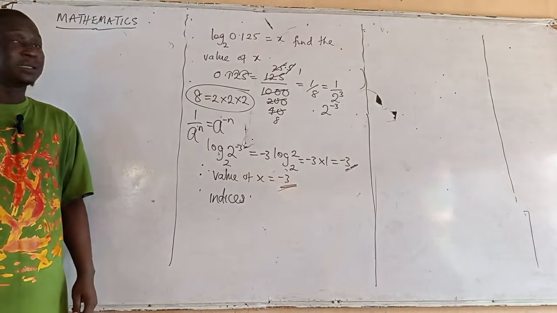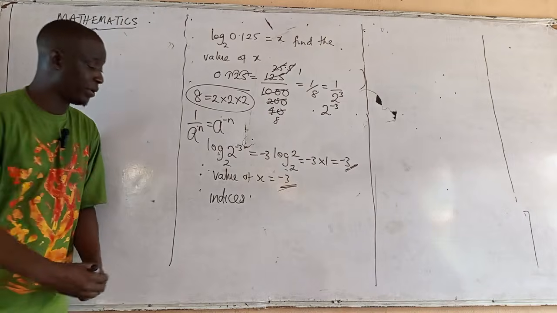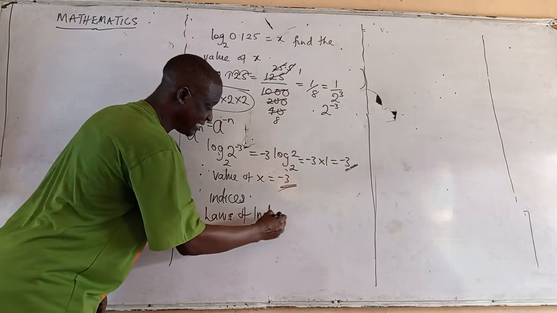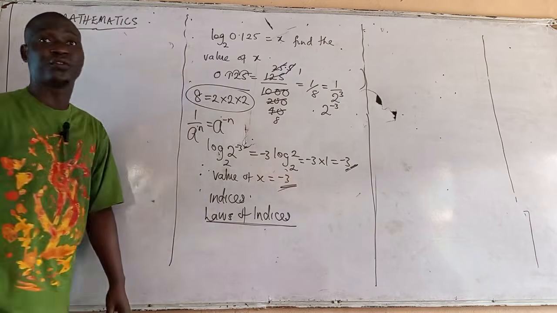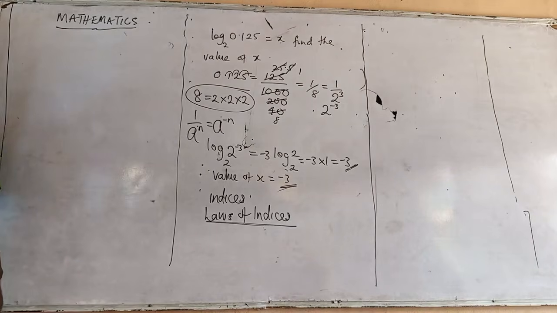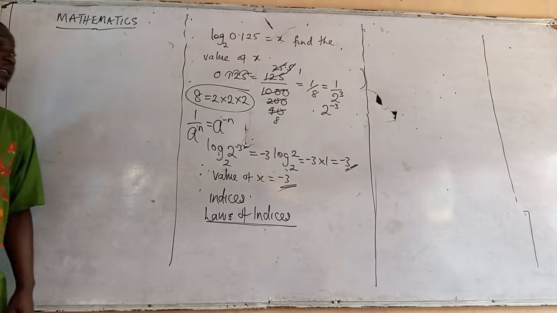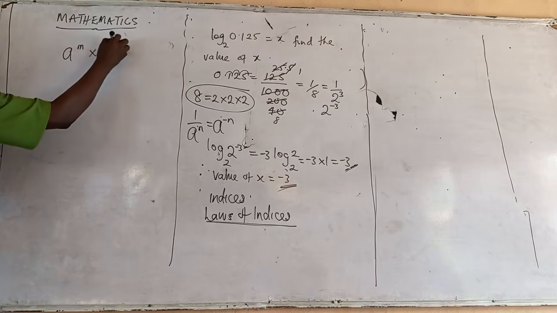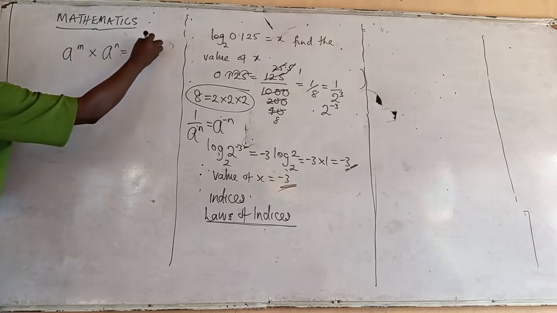Indices now. For us to understand indices, we have to talk about the laws of indices. That is topic 2. First of all, you need to know that a raised by m times a raised by n is equal to a raised by m plus n.